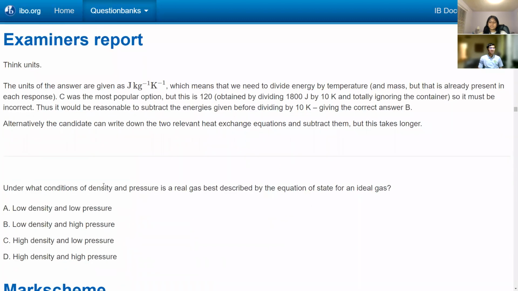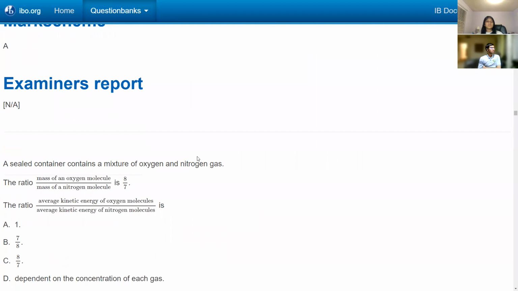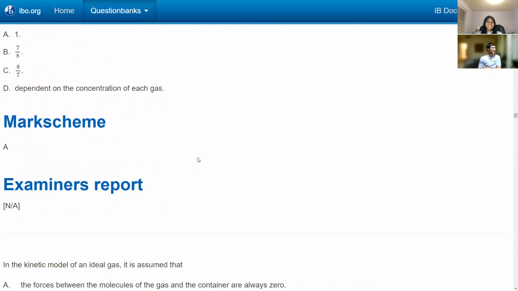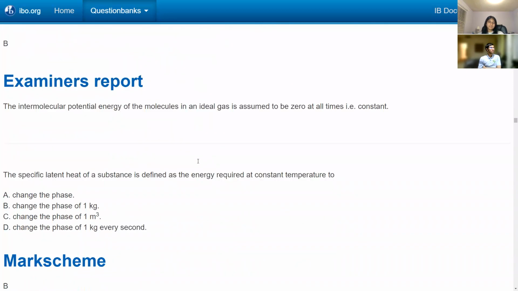Under what conditions of density and pressure is a real gas best described by the equation for an ideal gas? Oh, we did this one. Low density, low pressure, right? Yeah, because if it's high density, high pressure, it becomes a liquid or something. We did this one. It's A. We talked about that one.